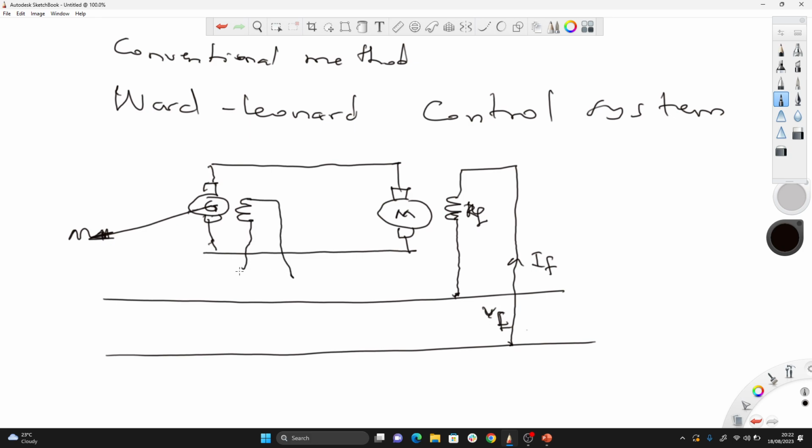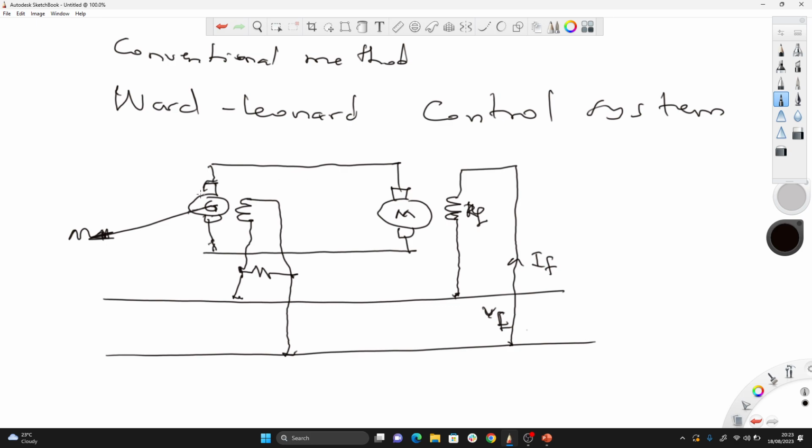Now it is a variable field, right? So this one goes through a variable field, and I'll explain why it's so. Something like this. I can't really draw it, but something like this. So we can vary it. The idea is that we want to vary the excitation of the generator. Varying the excitation of the generator has an effect on the what? On the output voltage of the generator.